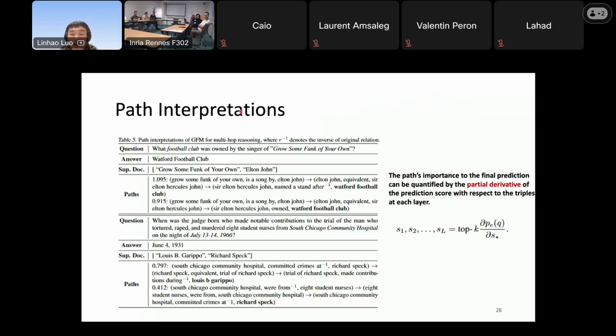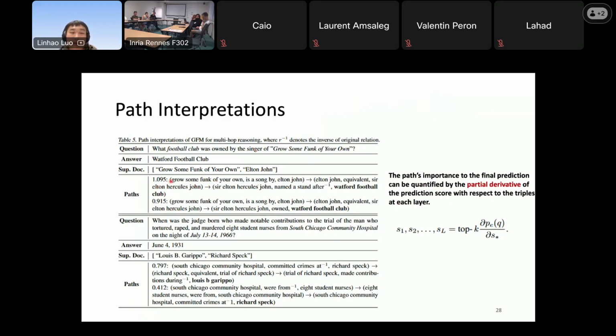So here we also investigate whether the graph neural network can actually successfully conduct multi-hop reasoning by capturing the important reasoning paths that lead to the answers. We can visualize the captured path importance to the final predictions by quantifying the partial derivative of the prediction scores with respect to the triples at each layer. Basically, for the multi-layer message passing, we can visualize which triples are focused on by the graph neural network in each step, so that in the end we can formulate a full path, starting from the question and ending at the answer.